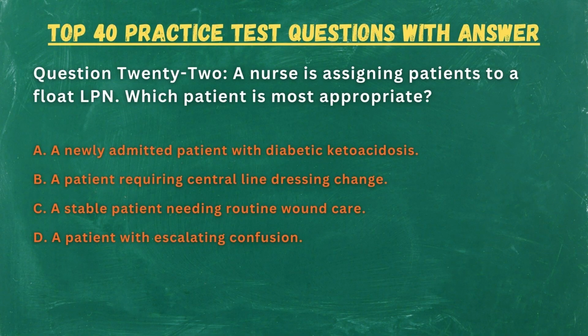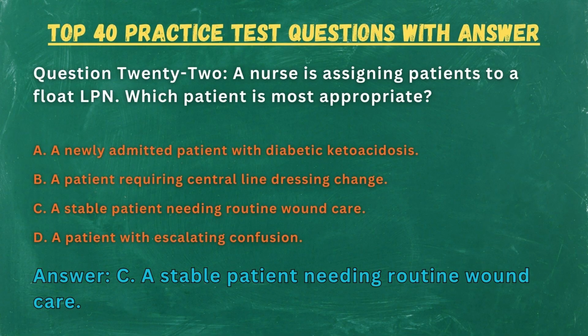Question 22. A nurse is assigning patients to a float LPN. Which patient is most appropriate? A. A newly admitted patient with diabetic ketoacidosis. B. A patient requiring central line dressing change. C. A stable patient needing routine wound care. D. A patient with escalating confusion. Answer: C. A stable patient needing routine wound care.